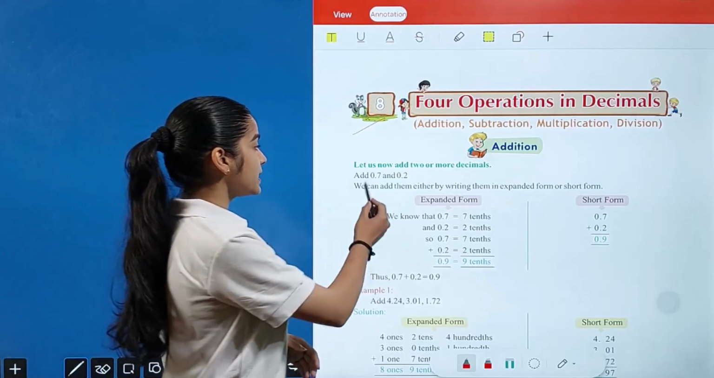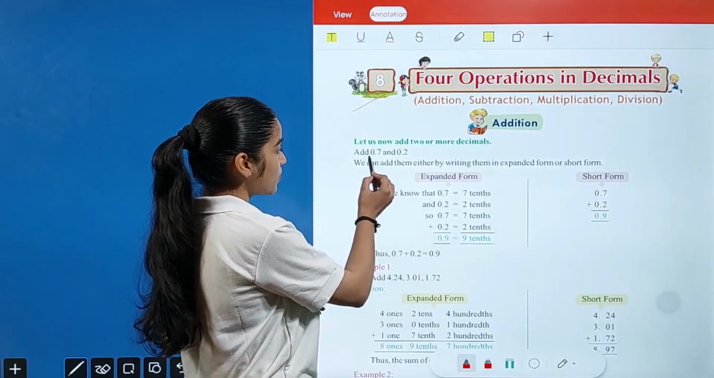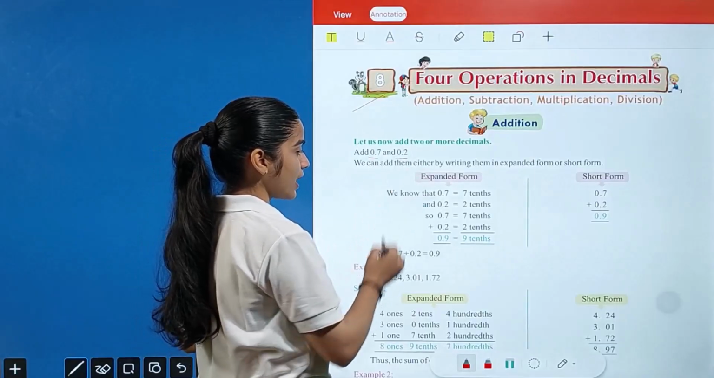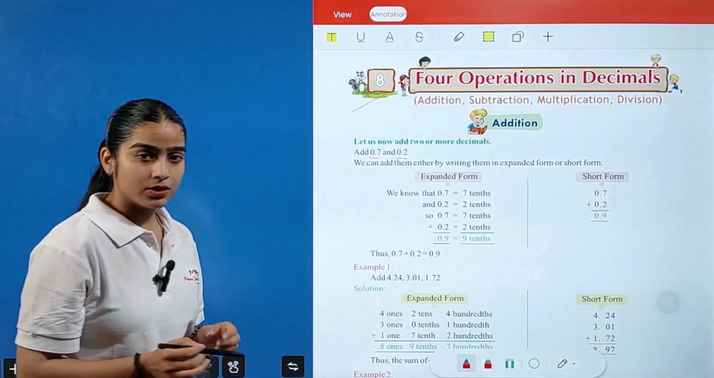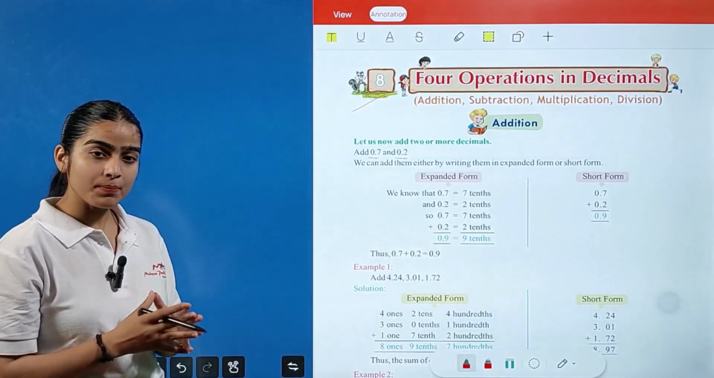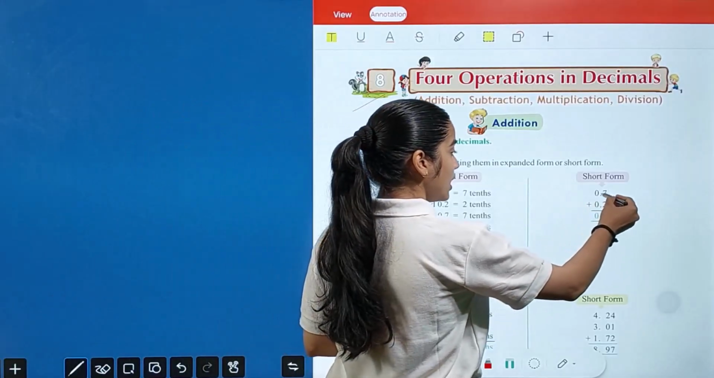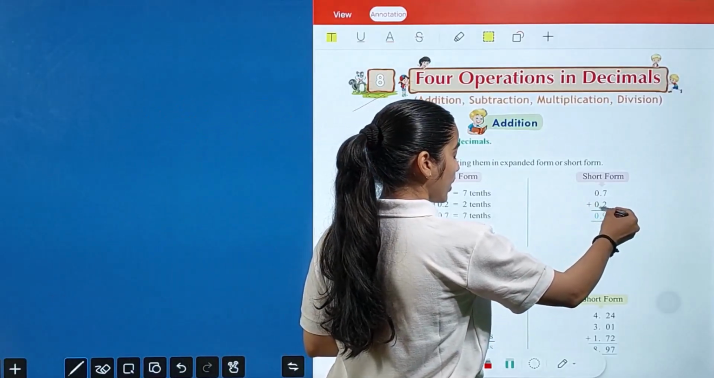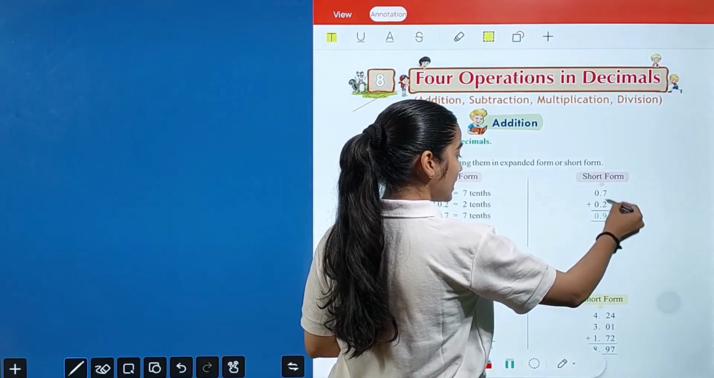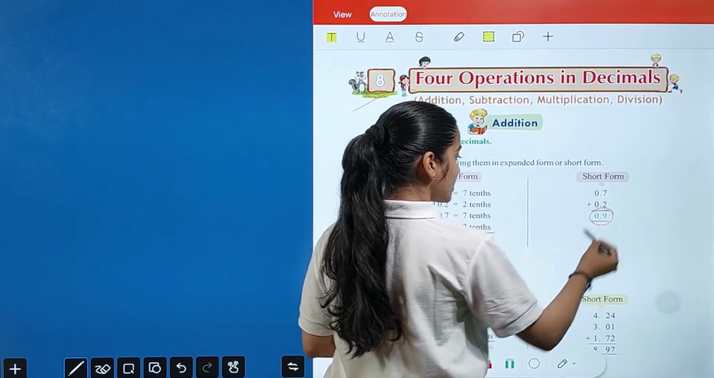First, let us add two or more decimals. Here we have two decimals, 0.7 and 0.2. We have to add. Always keep in your mind that you have to add the same place value to the same place value. For example, your point should be below the other number's point. 7 plus 2 is 9 and 0 plus 0 is 0. So the answer will be 0.9.